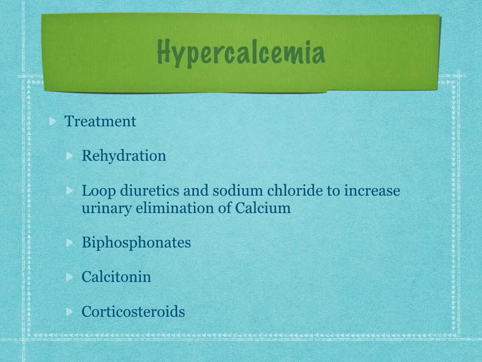Hypercalcemia treatment is rehydration and loop diuretics or calcium chloride, which increases the urinary elimination of calcium. Biphosphonates inhibit osteoclastic activity, and that decreases bone resorption, which means it decreases the breakdown of the bone, and so it doesn't put as much calcium out into the blood. It keeps it in the bone.